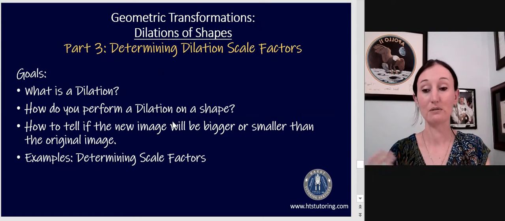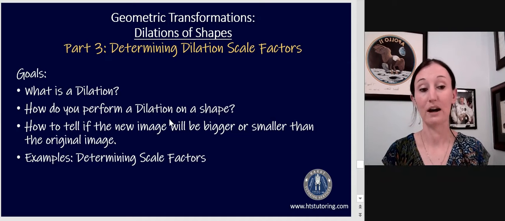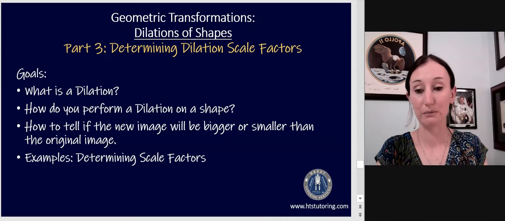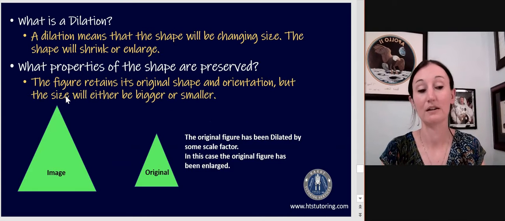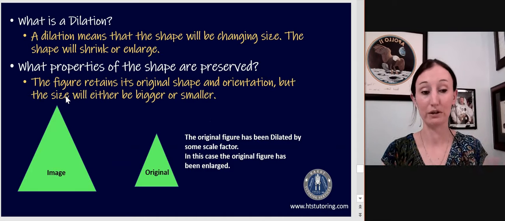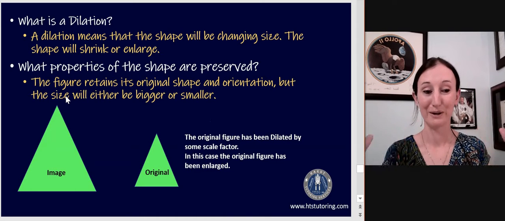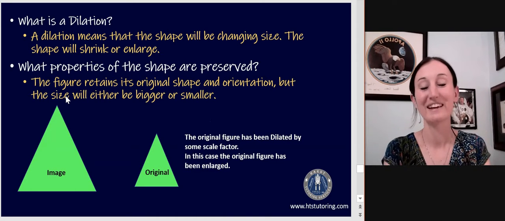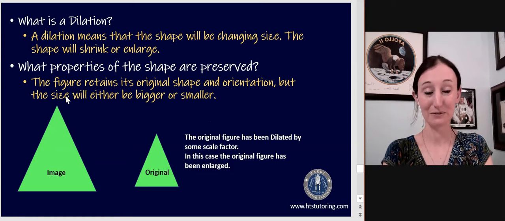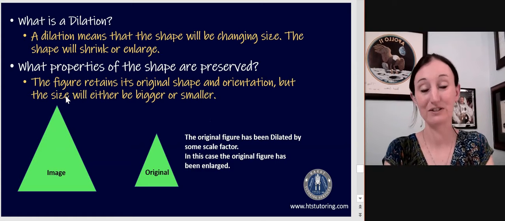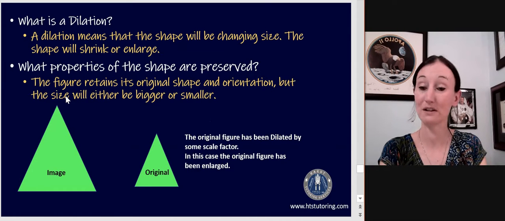So they're going to give us the 2 images, and we need to determine how it was scaled. But briefly, again, let's review. What is a dilation? Dilation means that our image is getting bigger or smaller. And this figure is going to retain its original shape and orientation. It's just going to get bigger or smaller. So just a size change.